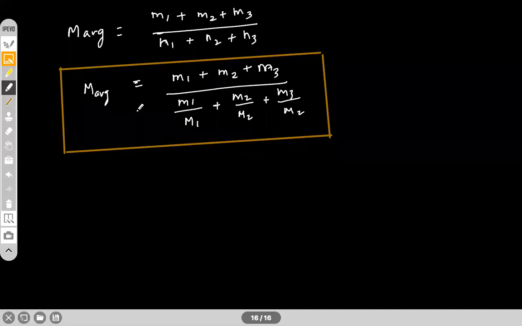So based on this concept, the two things that we have discussed, vapor density and average molecular mass, we'll solve a question, but that question we'll see after the break.